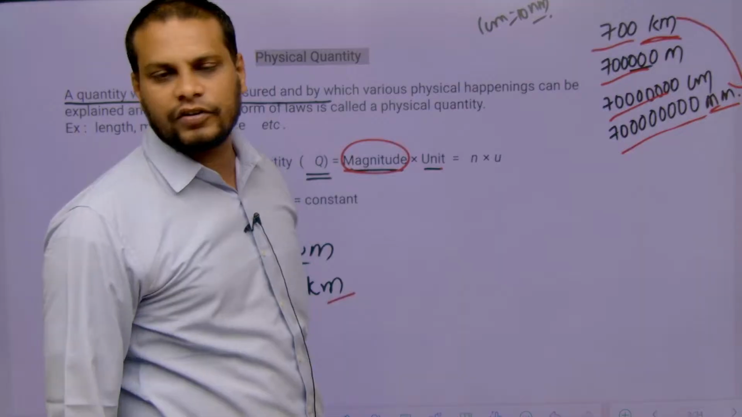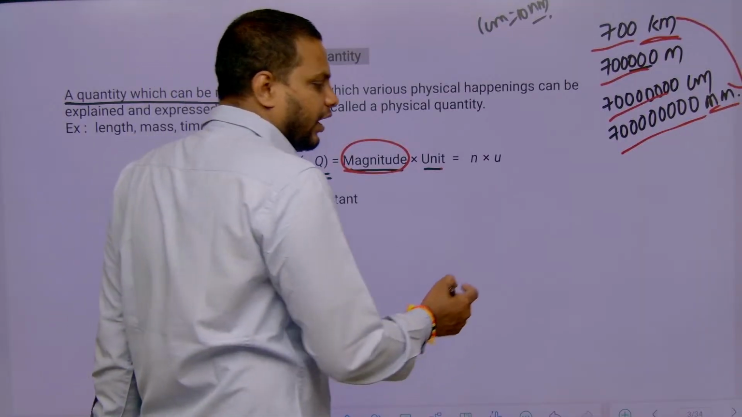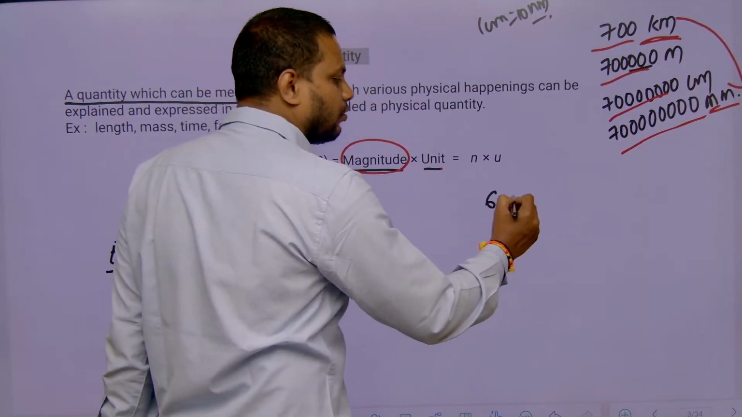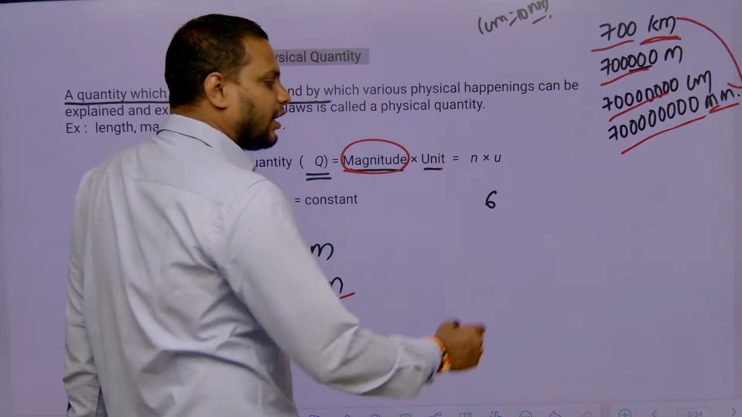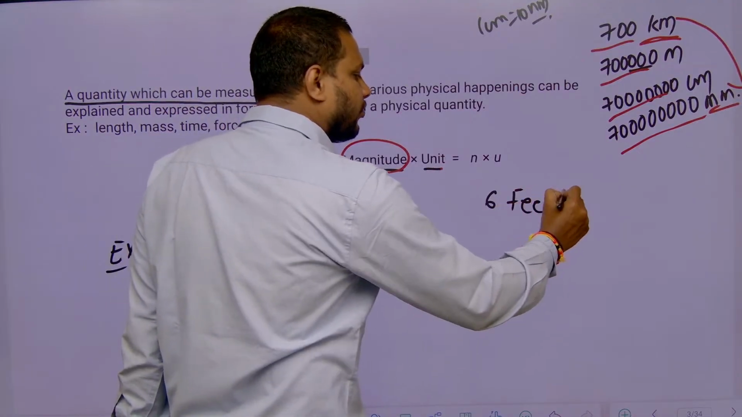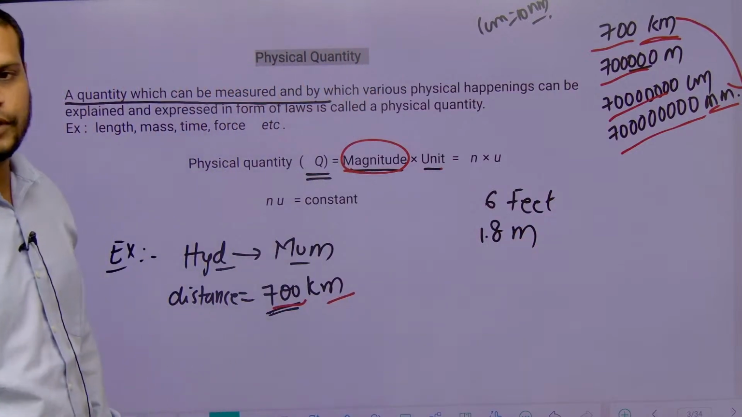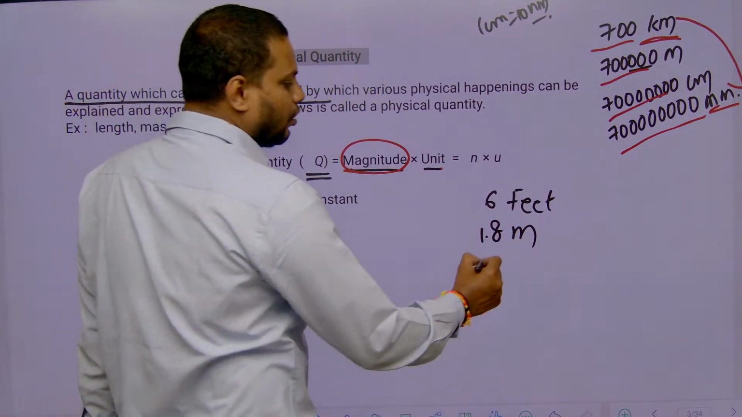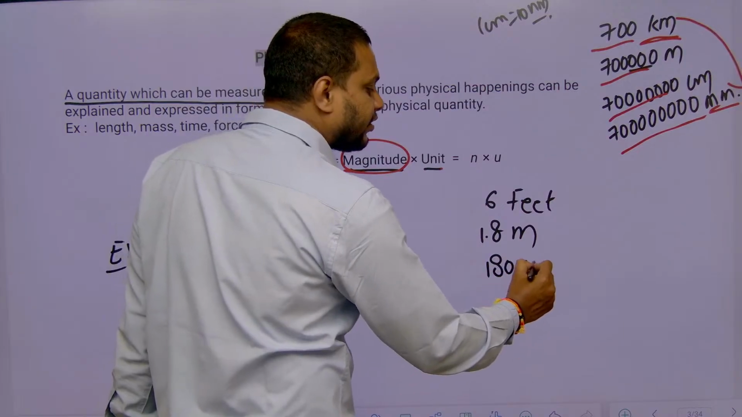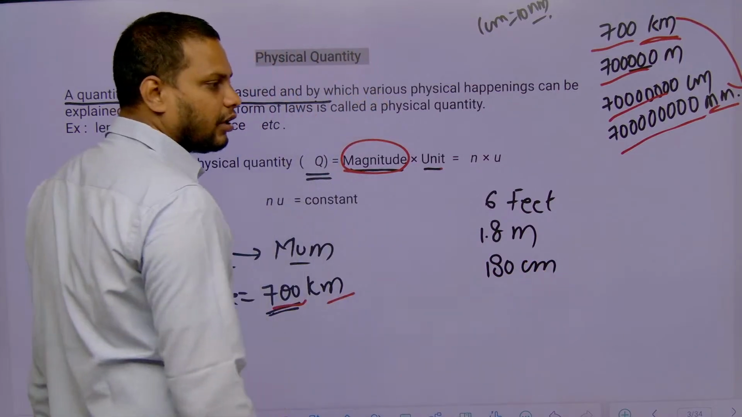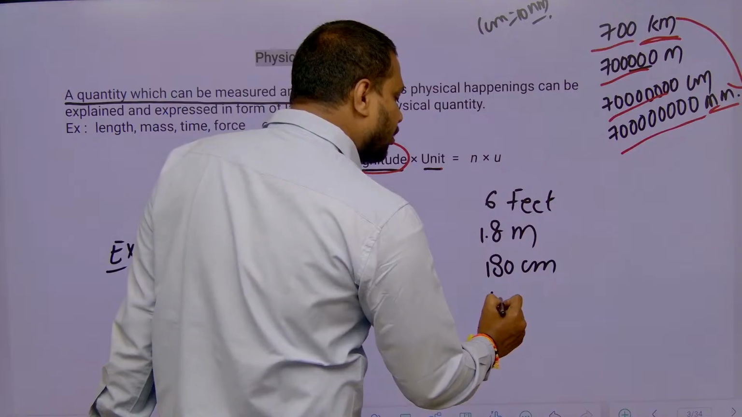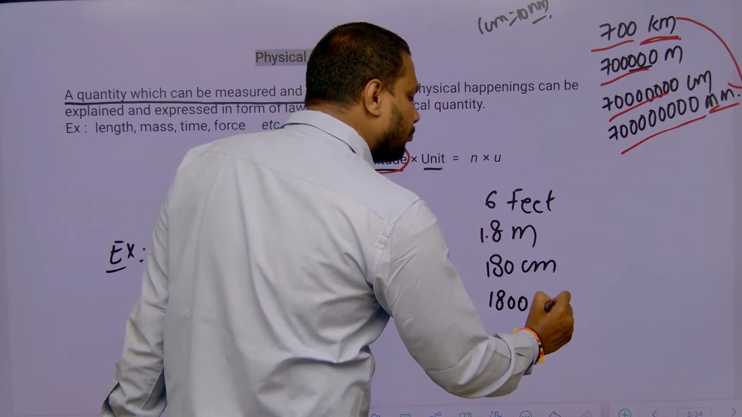ఇంకొక ఎగ్జాంపుల్, let me take your height. Let us say you are 6 feet. So 6 feet is 1.8 meter. Now convert into centimeter: 180 centimeter. Now convert into millimeter: 1800 millimeter.